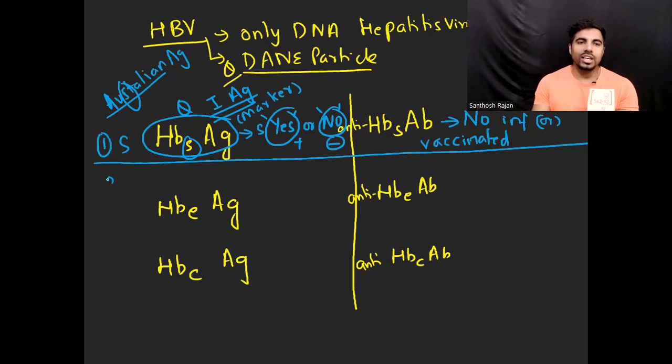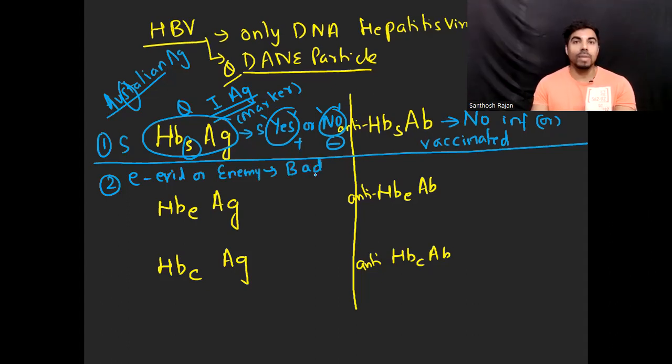Second one, sir, how do I remember E? E means, again I'm saying, for me E is always evil or enemy. Evil or enemy. They are always bad. So what does bad mean? Its infectivity is very high. High infectivity.